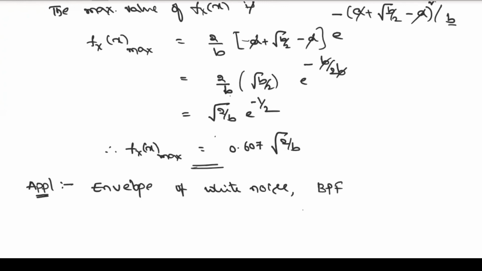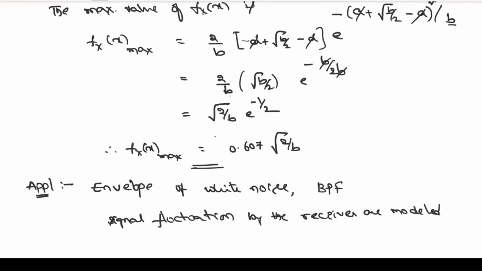At the same time, some types of signal fluctuations received by the receiver are also modeled by the Rayleigh distribution function, or Rayleigh distribution simply.